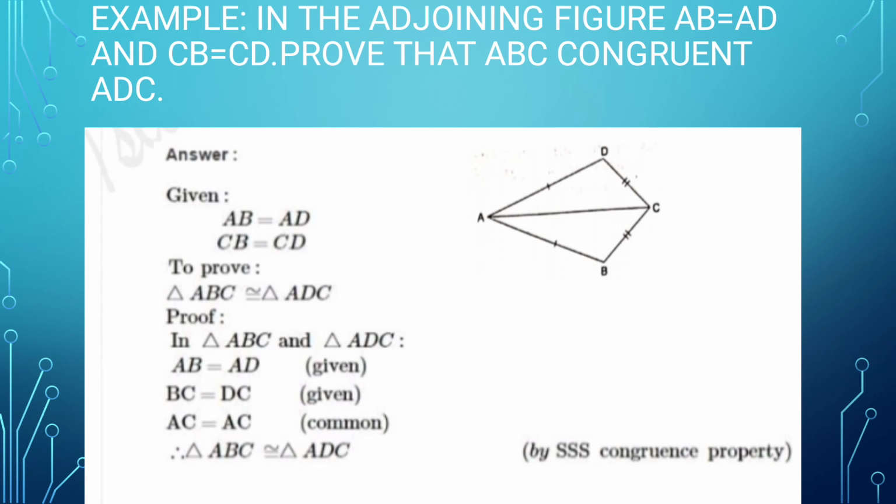Proof: in triangle ABC and triangle ADC, AB equal to AD and BC equal to DC, this is given. AC equal to AC, which is common to both. Hence we have proved triangle ABC congruent to triangle ADC. Here we are using the SSS congruence property, because in the two triangles all three sides are equal.